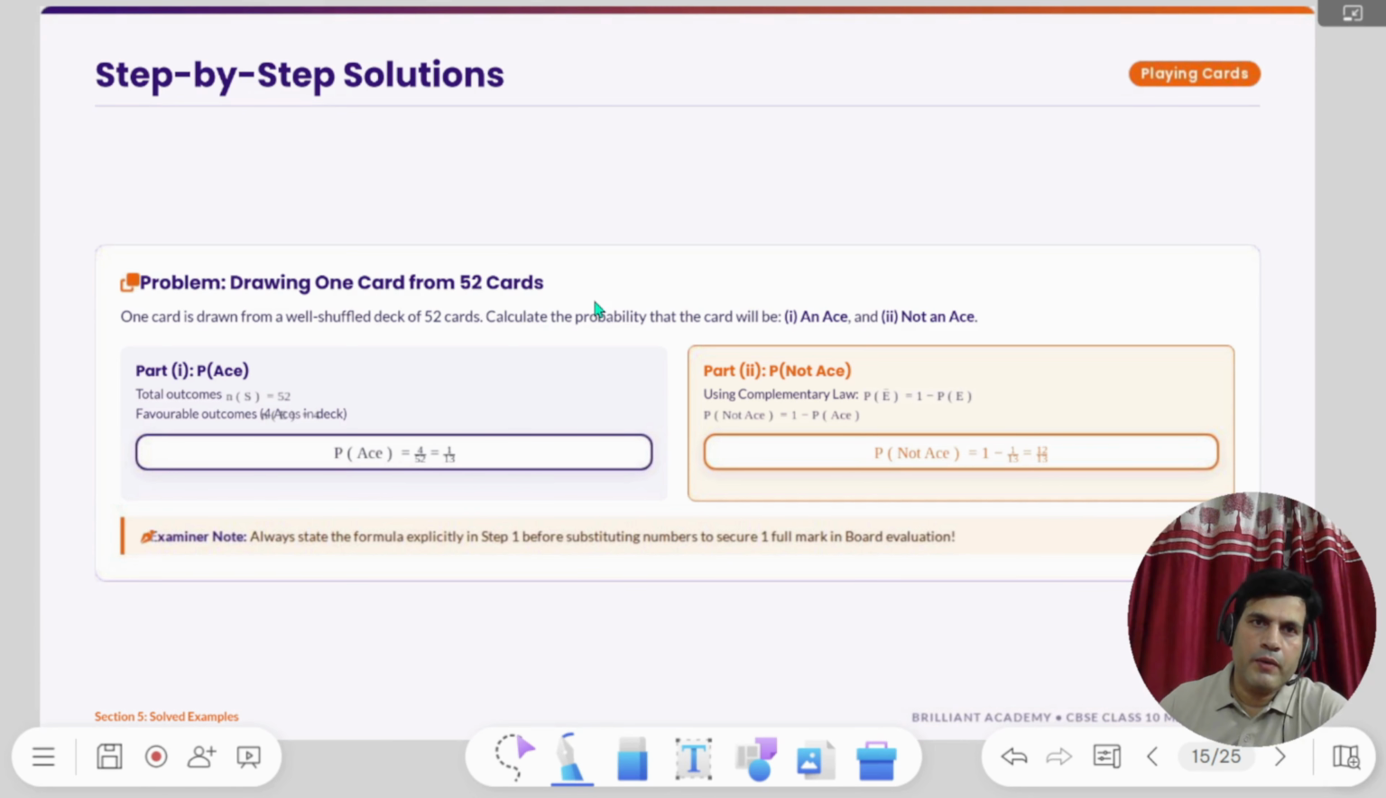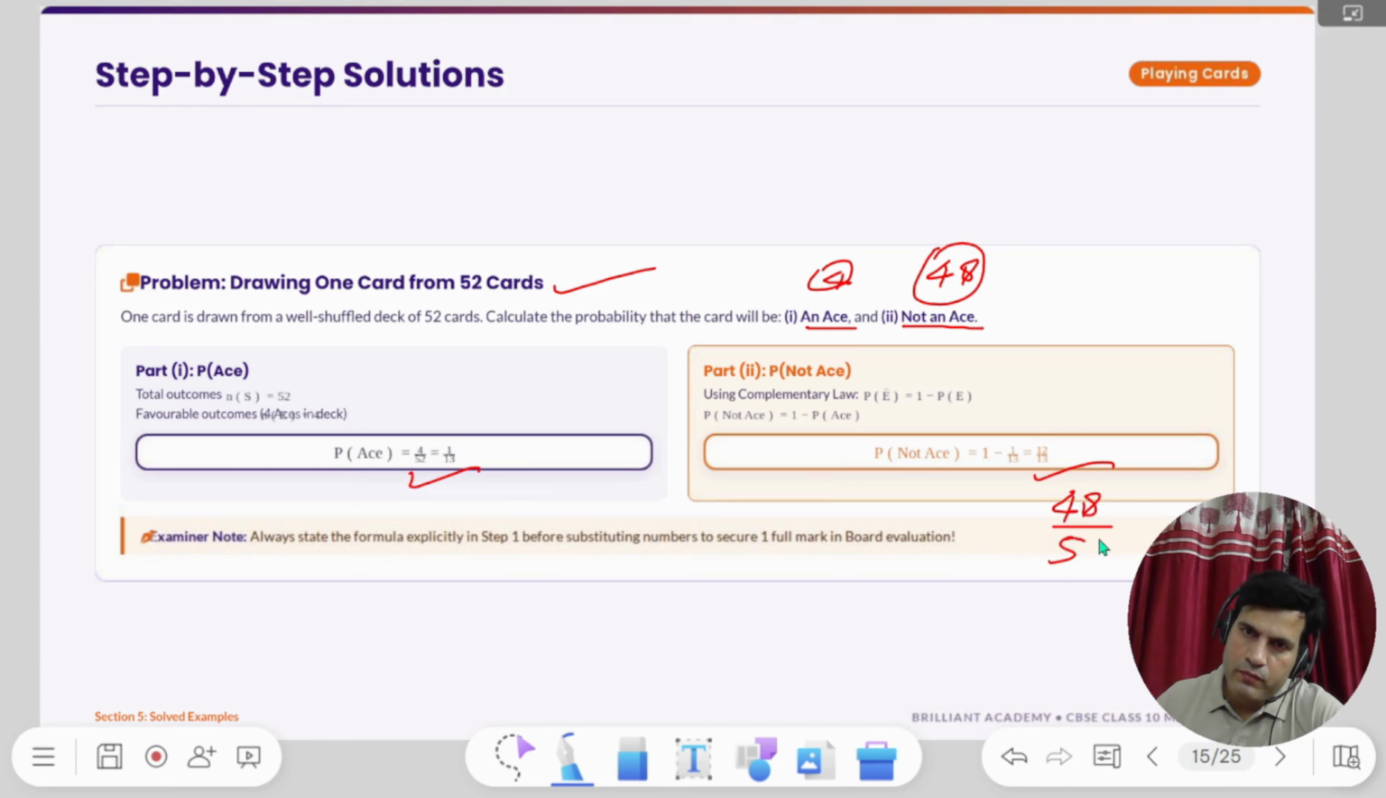Drawing one card from 52 cards. One card is drawn from a well-shuffled deck of 52 cards. Calculate the probability that the card will be an ace and not an ace. Ace cards are how many? Total 4, and not ace cards are 48. So we have 4 upon 52, because total is 52, and not an ace is 1 minus 1 by 13, that is 12 by 13, or you can say 48 by 52.